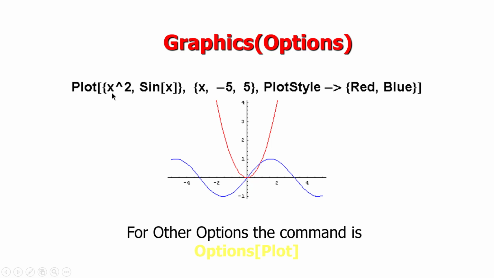You are making the plot of x squared and sine x, as we did earlier, for values of x ranging from minus 5 to plus 5. But you are telling Mathematica that the plot style of my graph should be red and blue. So the order is red and blue: the first color, red, is given to x square, and the blue color is given to sine x. You can see here the sinusoidal behavior is blue and red is the parabola, which is the plot of x square, right? For other options, the command is Options.